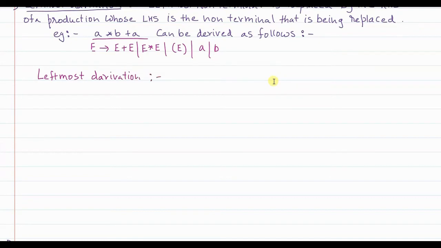in a leftmost derivation way. So I start with E as usual. I start with the start symbol, that is E. Next, since I want A into B, since the multiplication term should be there, I will replace E with E into E. Correct? Now, which is the leftmost element? This is the leftmost element. So compulsorily the leftmost element has to be replaced first.